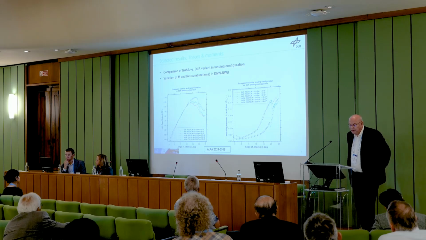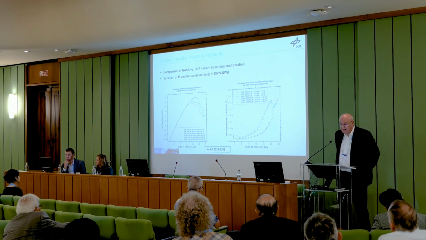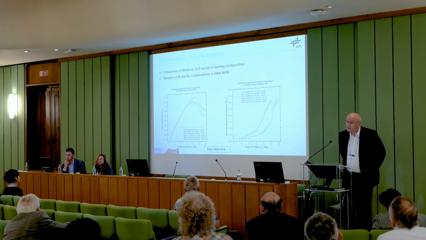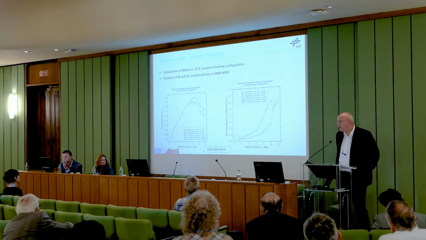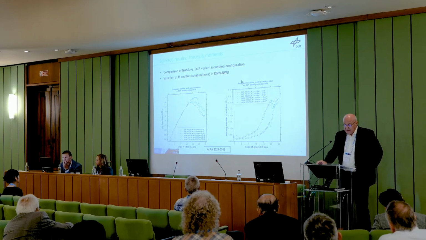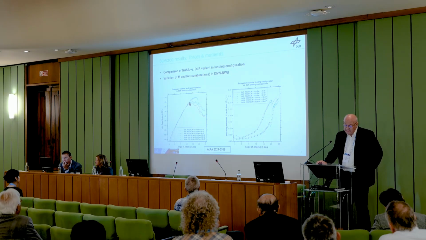The graphs are a little bit busy. I will try to talk you through that. This is a comparison of the NASA and the DLR variant in landing configuration, and at the same time we have a variation of the Mach and Reynolds numbers. You see up here the lift curve, the 3 Mach-Reynolds number combinations for the NASA model, and down here the combinations for the DLR model.